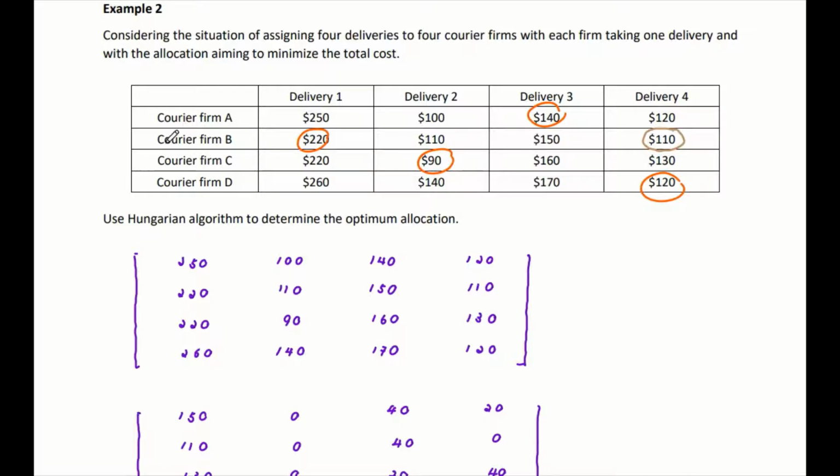So that means courier firm B is taking delivery 4. In this case, you cannot choose 220 again. So maybe you choose the 220 here. Then after that, courier firm C cannot do delivery 2 already. Then maybe courier A can do delivery 2. But when you reach here, you realize that now you cannot pick courier A, B, C anymore, so you have to choose D.